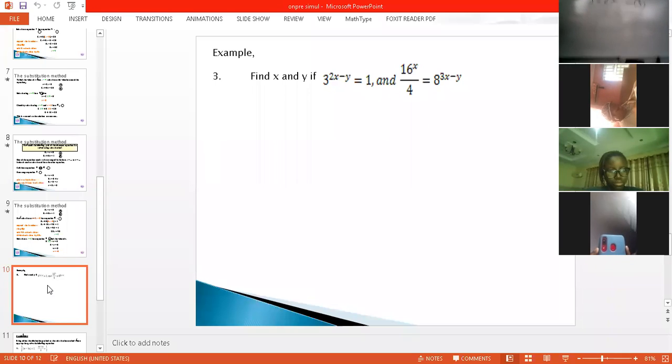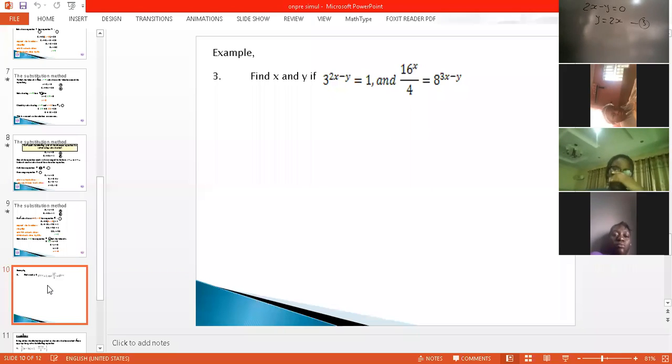Let's consider equation 2. On the numerator, you have 16 to the power of x. Denominator, you have 4, all equal to 8 to the power of 3x minus y. With a very keen look at it, we realize that we can make everything to the base of 2. From your indices, everything can go with base of 2.